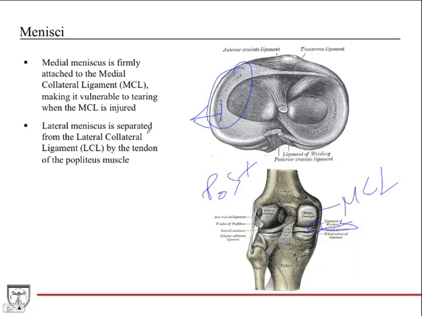The lateral meniscus, this doesn't really happen because the lateral meniscus is separated from the lateral collateral ligament by the tendon of the popliteus muscle. And you can see that here. Here's your lateral collateral ligament right here. Here's your lateral meniscus right here. And you can see it's sort of cut right here. This is the tendon of the popliteus, which is a muscle that sits down here in the posterior aspect of the knee, and we'll talk about it in a little bit. But this tendon extends up and then separates the lateral meniscus from the lateral collateral ligament. So there's no attachment between the LCL and the lateral meniscus.